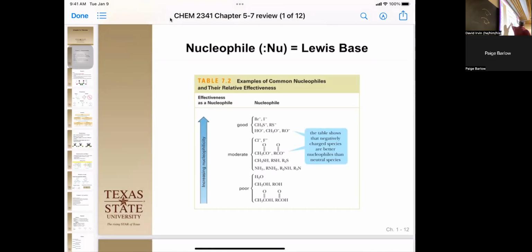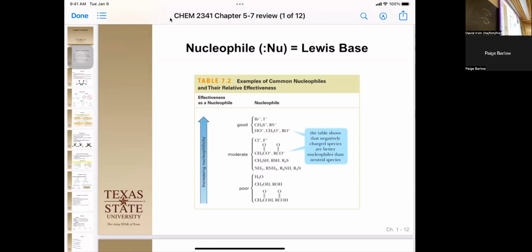So these are our good ones. Okay, they all have negative charges. They're all oxygen and sulfur or halogens. Okay, technically, chlorine and fluorine are moderate nucleophiles because they're not as acidic, which means they're weaker bases. But then we have oxygens with delocalization, neutrals. Neutral sulfur and neutral nitrogen are actually moderately good nucleophiles. And then we get to our poor nucleophiles.